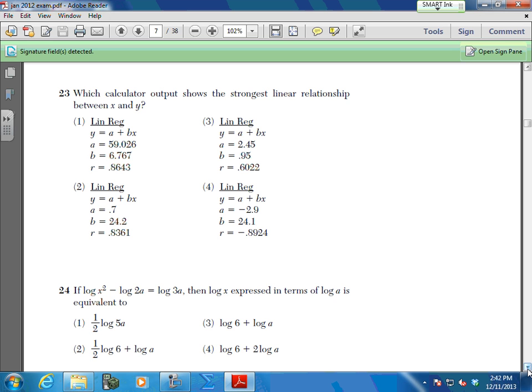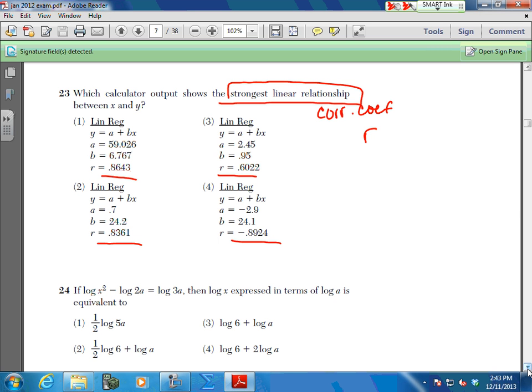Number 23, not one of my favorites. Again, it asks us for the strongest correlation. This is your correlation coefficient. This is the R. We're going to look at all the R's, and they want the strongest one. Now, normally we say the highest number, whether it's positive or negative, because it falls this way. It could either be strong to the negative or strong to the positive. And they didn't tell us. So in looking at the highest number, we look at this one.